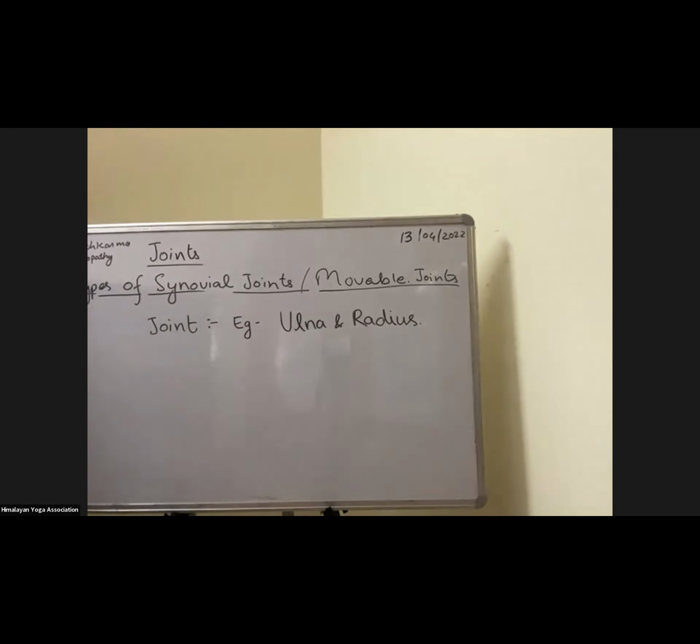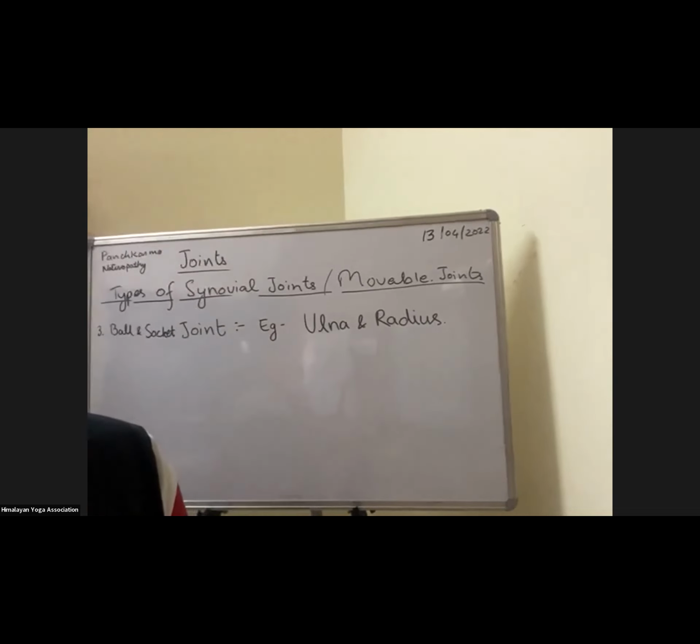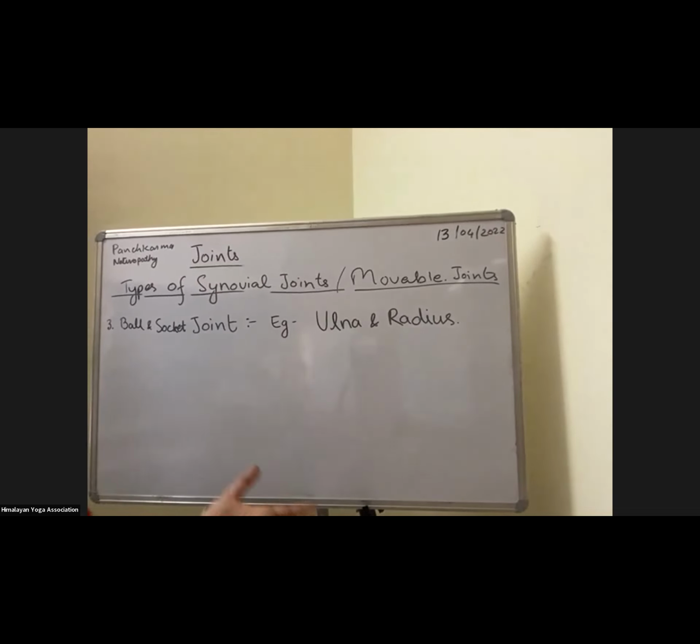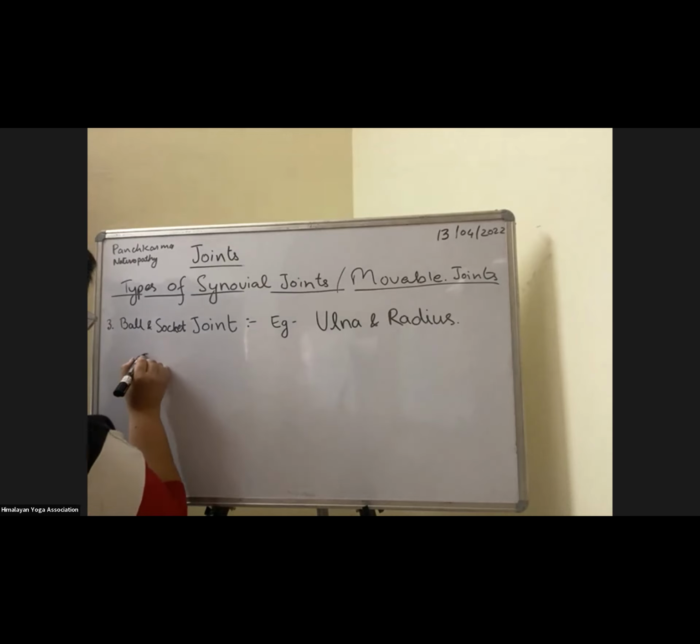Then third is ball and socket. Any example of ball and socket joint? Shoulder. Shoulder and hip. So in this, what is happening? We have a whole kind of structure.